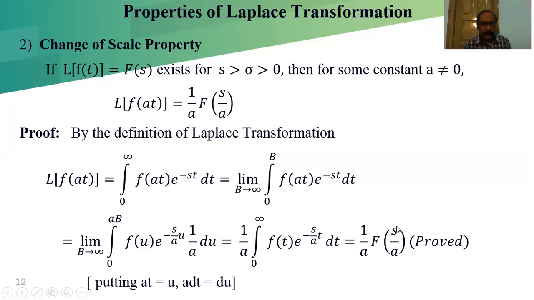After that, s will be replaced by s by a. Here, instead of s, there is s by a. So F(s) also we can write as F(s/a). It is 1 by a into F(s/a). That is the proof. When it is minus st, we write this as equal to F(s). Since here it is s by a t, it is F(s/a). So when t is multiplied by a, we just replace s with s by a, and before that it is multiplied by 1 by a.